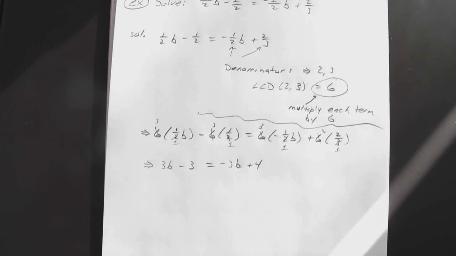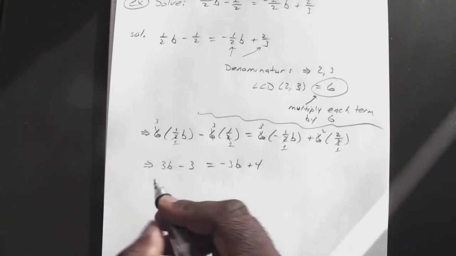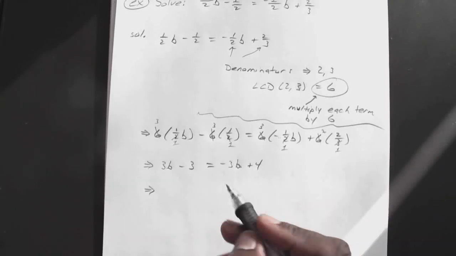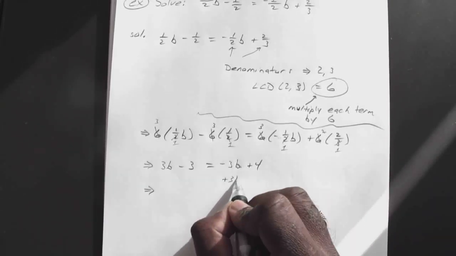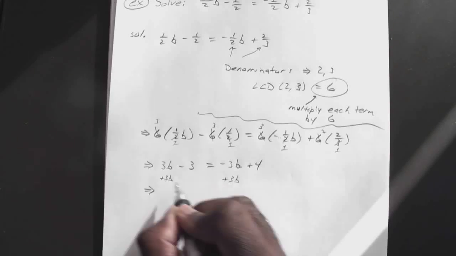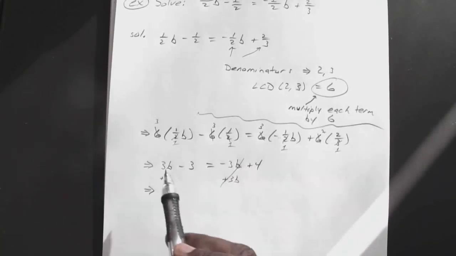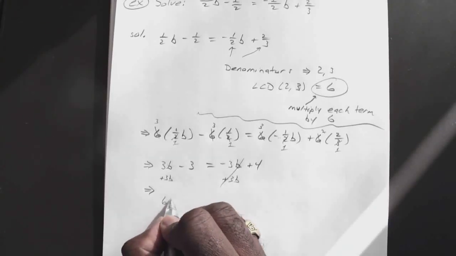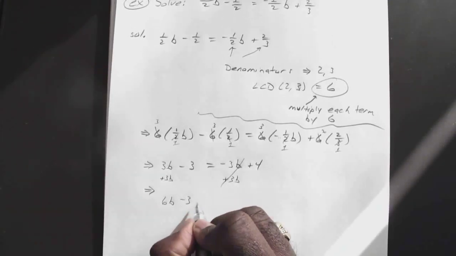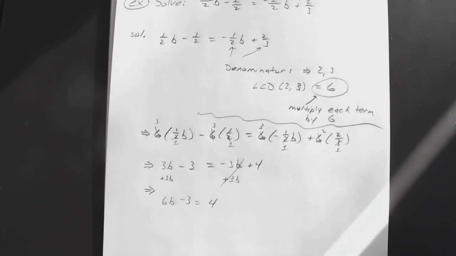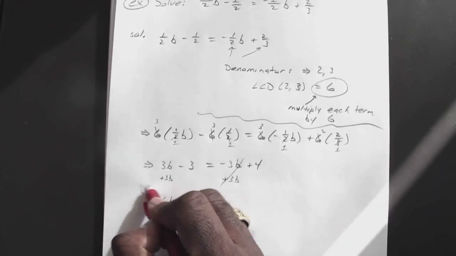Okay, so now once we have all of our fractions gone, we just go ahead and solve for b. So you can add 3b to both sides. But those two cancel each other out. So you have 6b minus 3 equals 4.